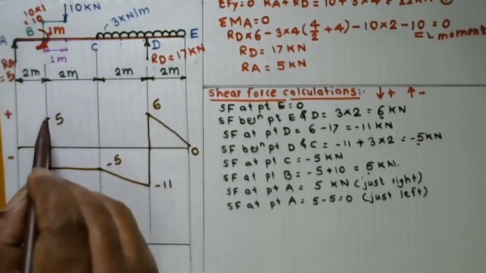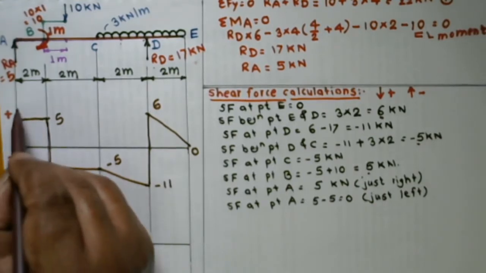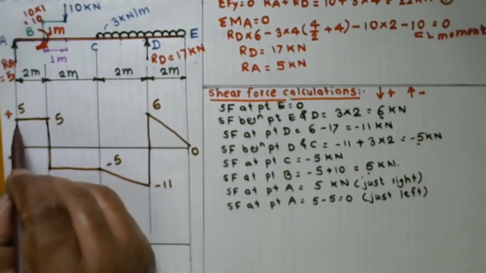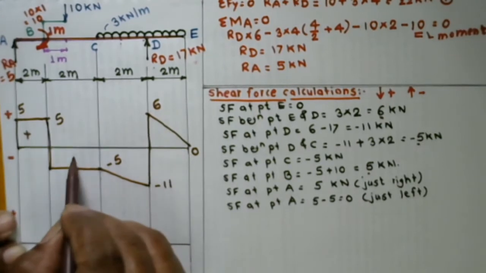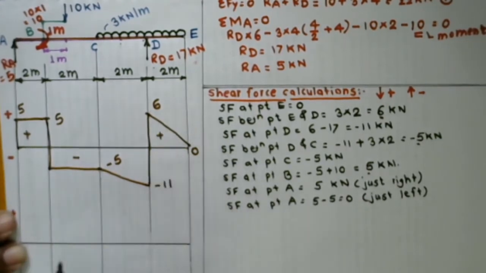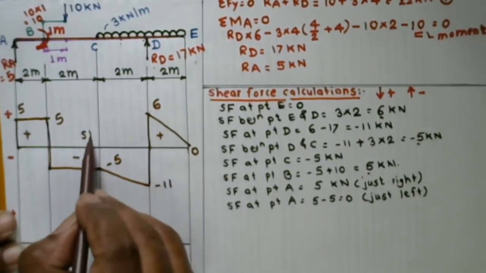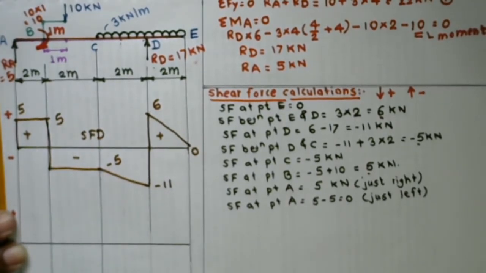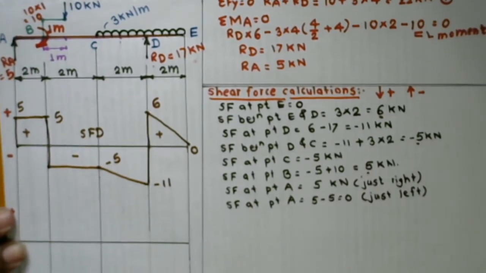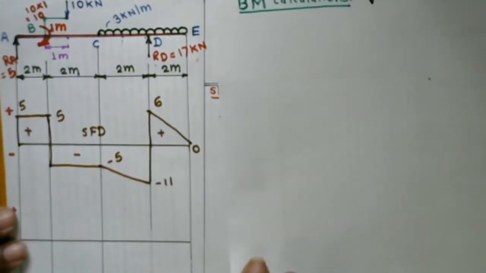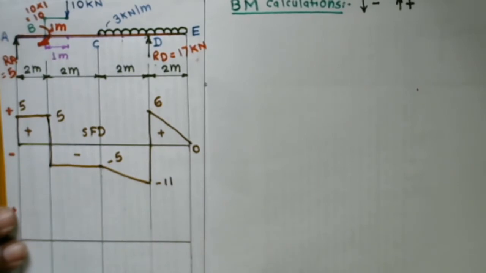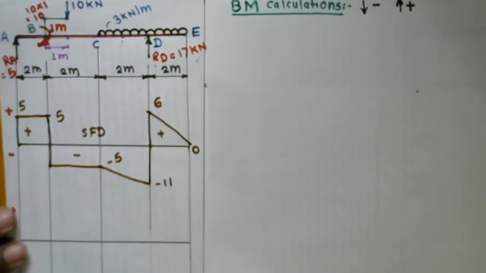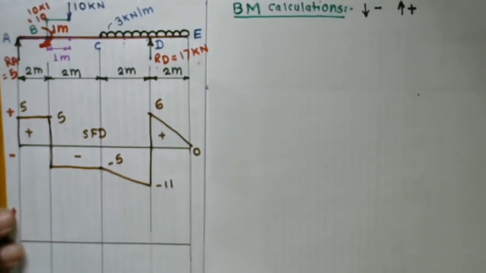Between B and A there is no load, so again a horizontal line, which is 5, this positive, this negative, and this positive diagram. So this is our shear force diagram for this load diagram. Okay, now come to the bending moment. So our next step is to calculate the bending moment diagram, or draw the bending moment diagram.